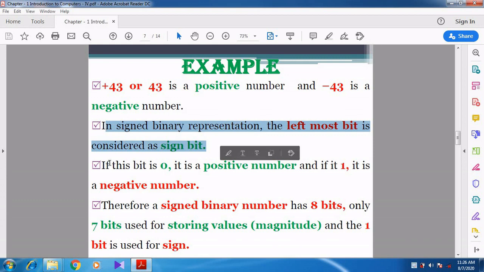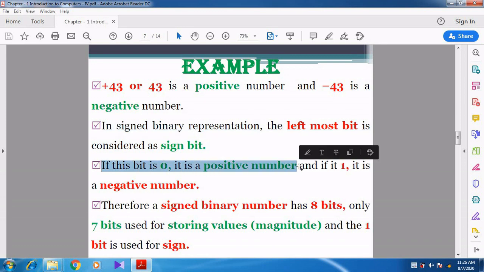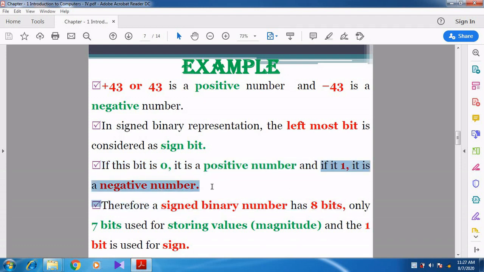So if the bit is 0, it is a positive number. If it is 1, it is called a negative number. Again, I repeat: the leftmost bit, the most significant bit, is otherwise called the sign bit or parity bit. If that particular bit is 0, then that is called a positive number. If the particular bit is 1, then that is called a negative number.